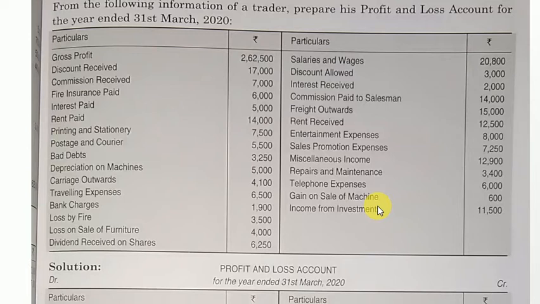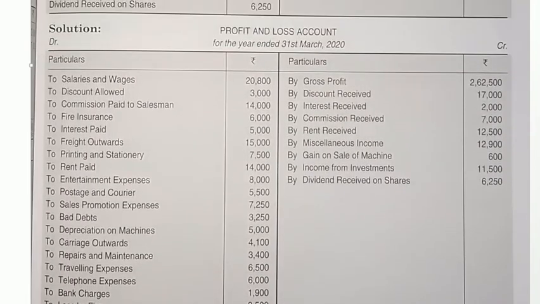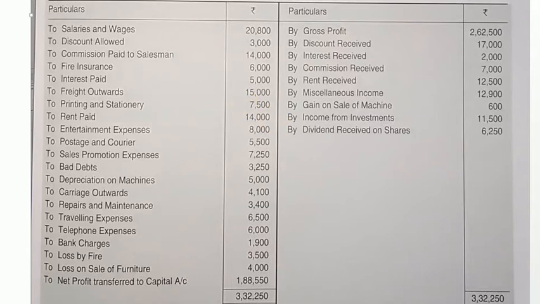So after getting all this information about the various expenses and the various incomes, let's proceed towards the solution of the profit and loss account. So here, profit and loss account for the year ended 31st March 2020, this is your solution. In this solution, you just see that whatever items I have discussed right now are expressed here. In particular, this is your debit side, this is your credit side.